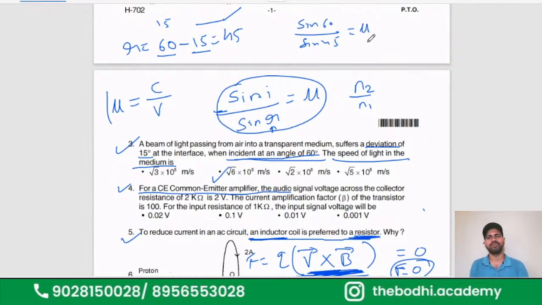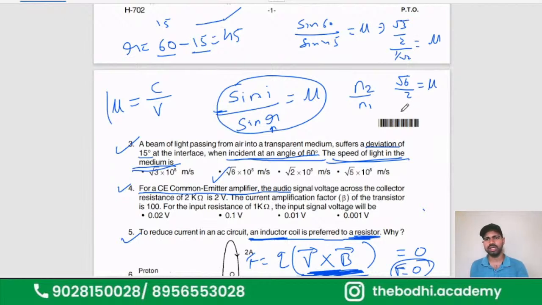We have to find the refractive index. The sine of 60 is root 3 by 2 and the sine of 45 is 1 by root 2, equal to mu. So this root 2 will go on top. It becomes root 6 over 2, equal to mu. All right, till here is fine for all of you. This is okay.